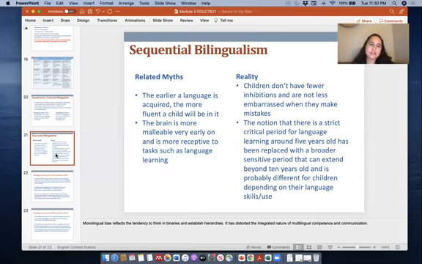And the other myth is that the brain is more malleable very early and is more receptive to tasks such as language learning. A lot of linguists in the field now say that the notion of a strict critical period for language learning, supposedly around 5 years old, has been replaced with a broader sensitive period that can extend beyond 10 years old and is very different for children based on what and how they know about language. So these are two general myths that are present in schools and communities.